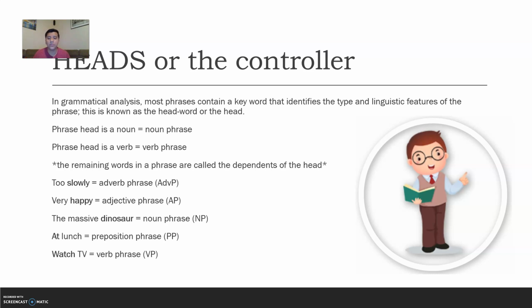Let's talk about some examples that I have been writing down here. The words in bold are the head. Too slowly, adverb phrase. Very happy, adjective phrase. The massive dinosaur, noun phrase. At lunch, preposition phrase. Watch TV, verb phrase. As you can see in all these examples, I'm adding the abbreviations for all these types of phrases: adverb phrase ADVP, adjective phrase AP, noun phrase NP, preposition phrase PP, verb phrase VP.